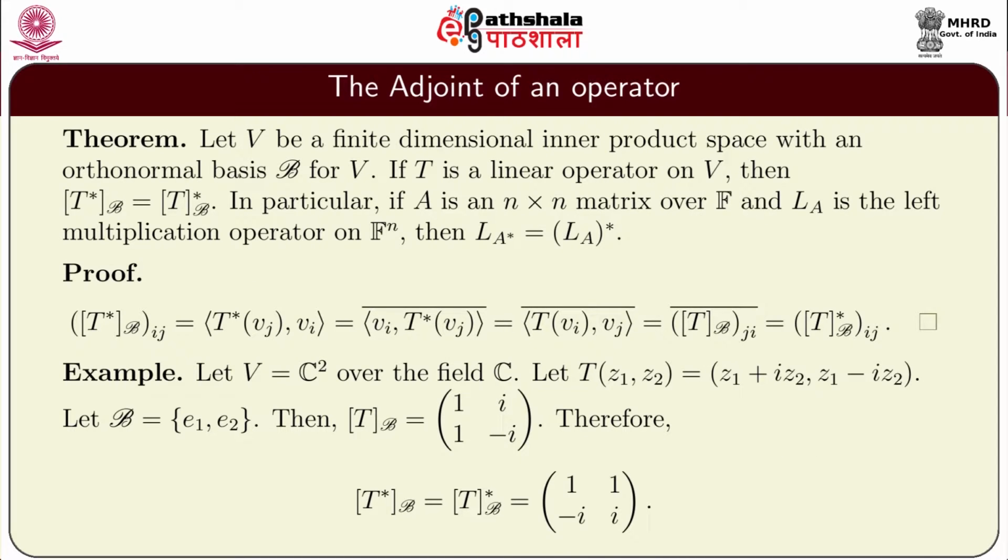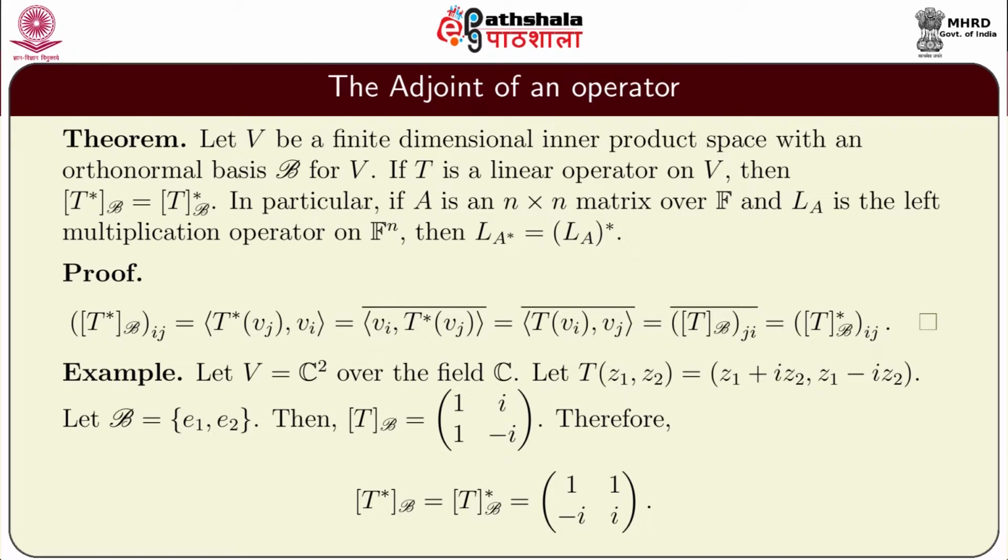Let V be a finite dimensional inner product space with an orthonormal basis B for V. If T is a linear operator on V, then the matrix representation of T star with respect to B is the adjoint of the matrix of T with respect to B. In particular, if A is an n cross n matrix over F and LA is the left multiplication operator on F^n, then the adjoint of LA is L of A star.